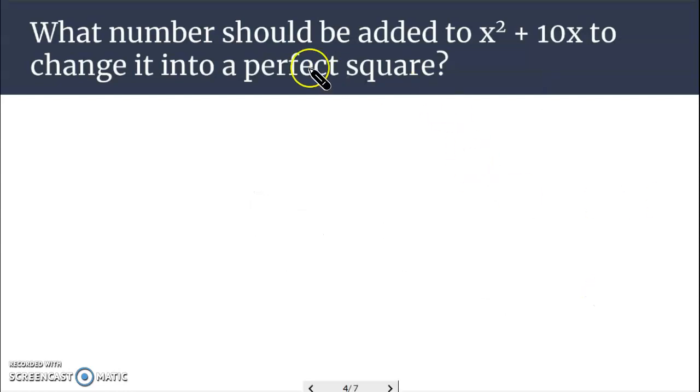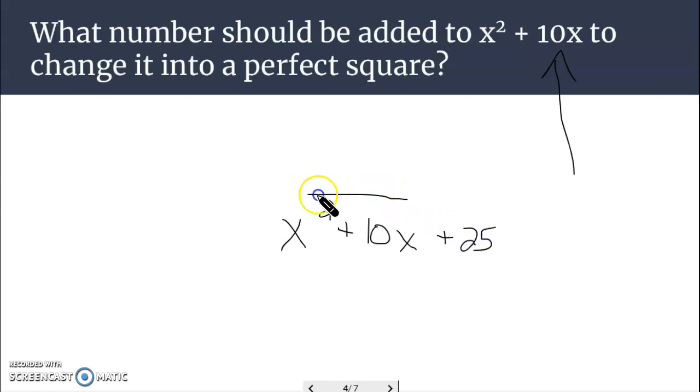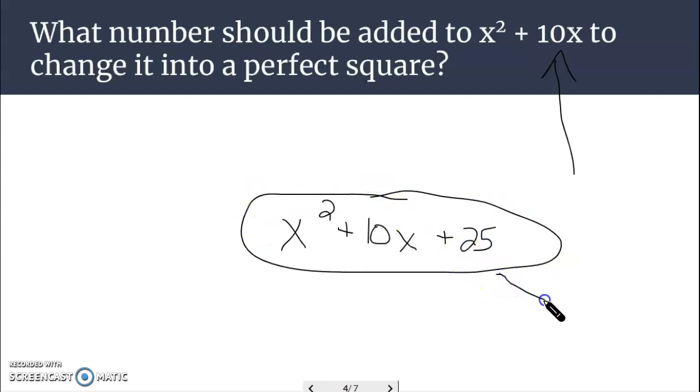We'll do that again here. What number should be added to x squared plus 10x to change it to a perfect square? Half of 10 is 5. 5 squared is 25. And there's a perfect square trinomial. Not that it's asking for it, but if we were to factor it, x plus 5, quantity squared.